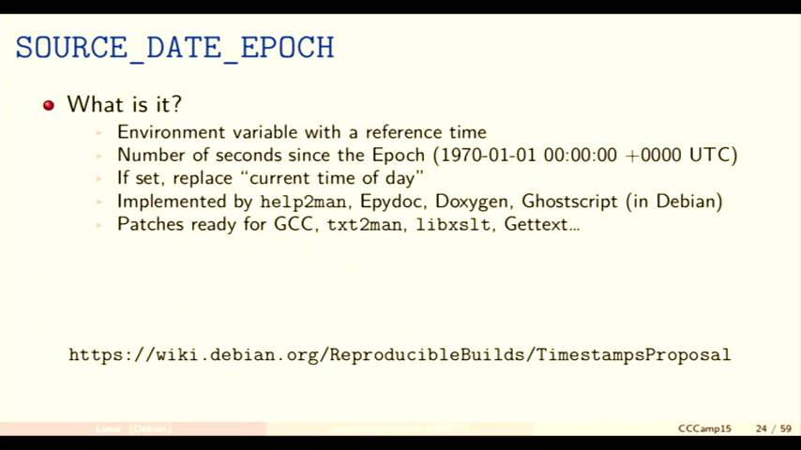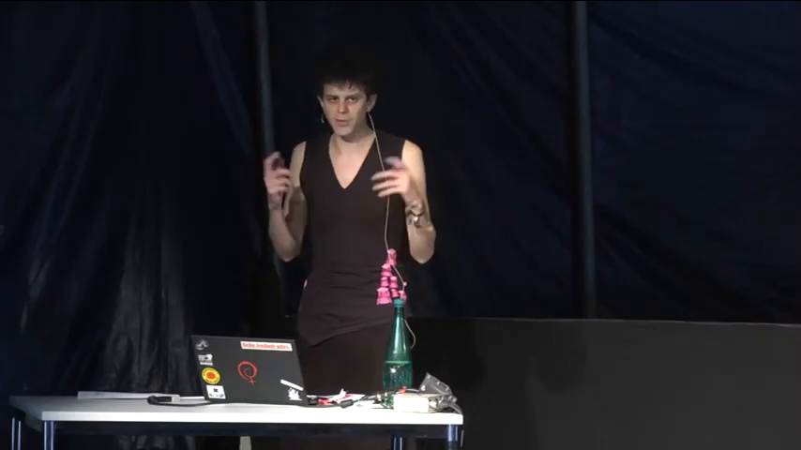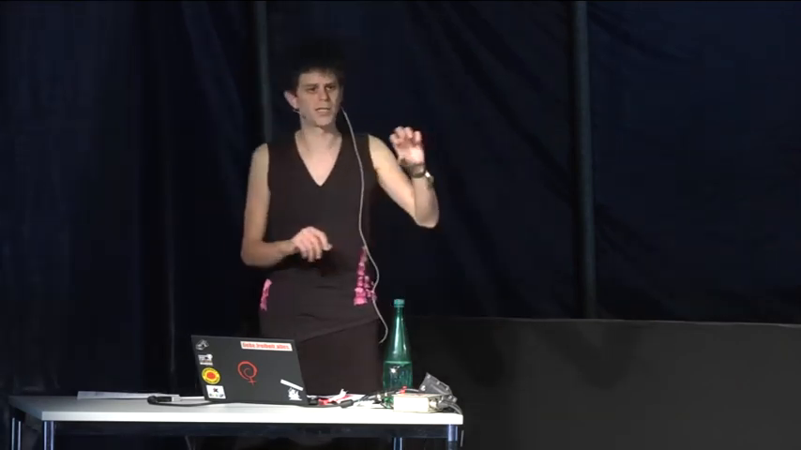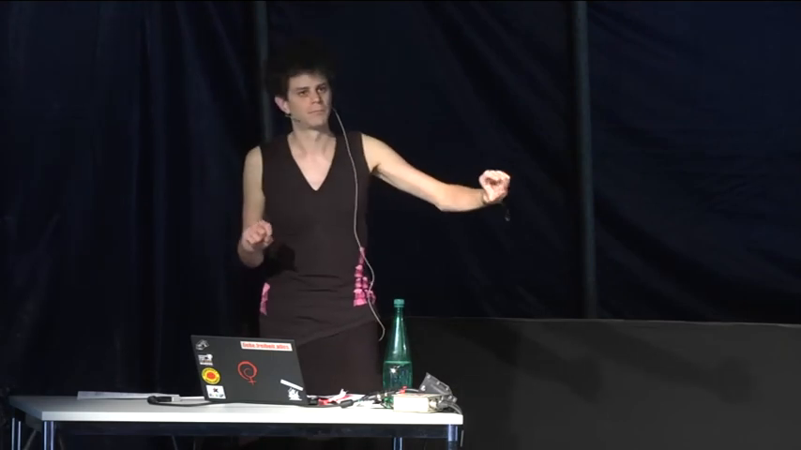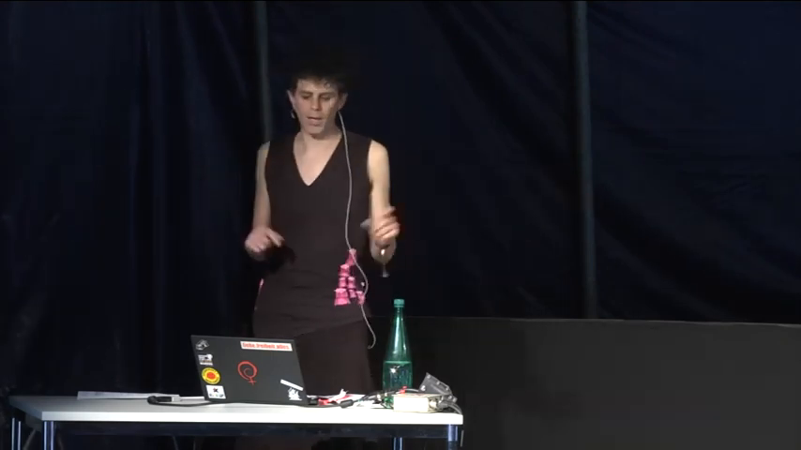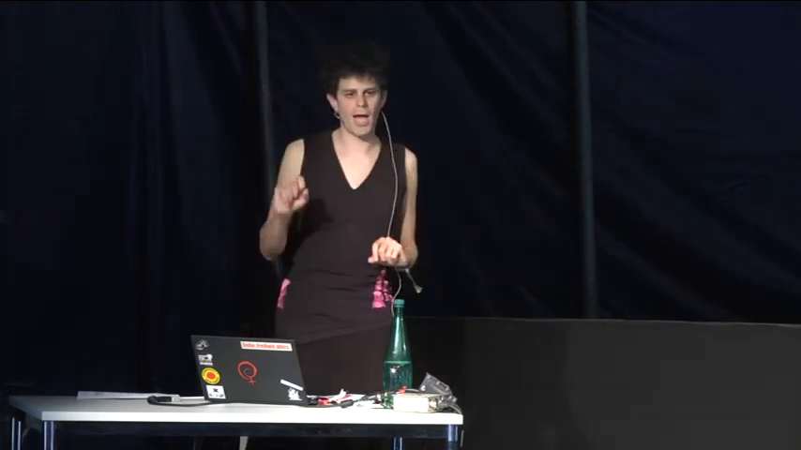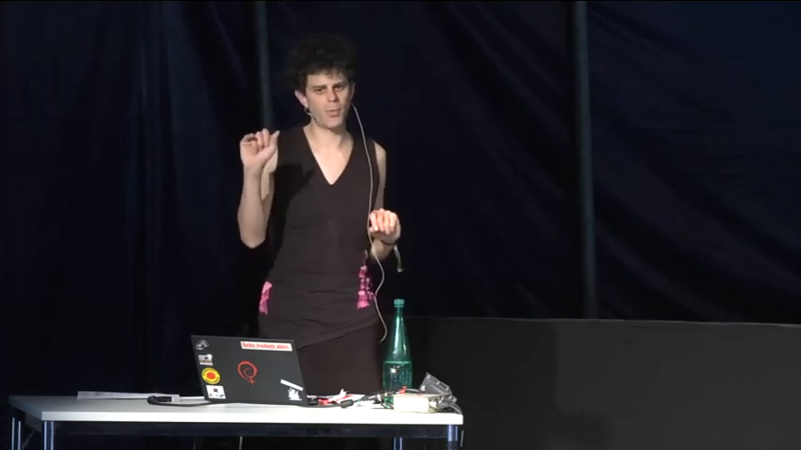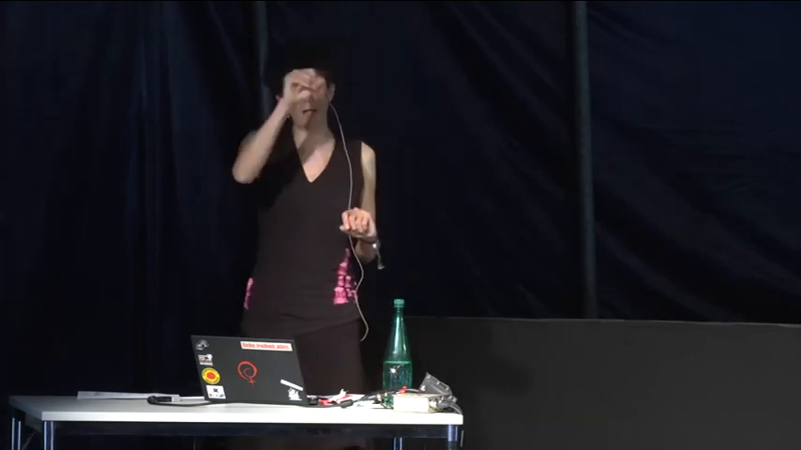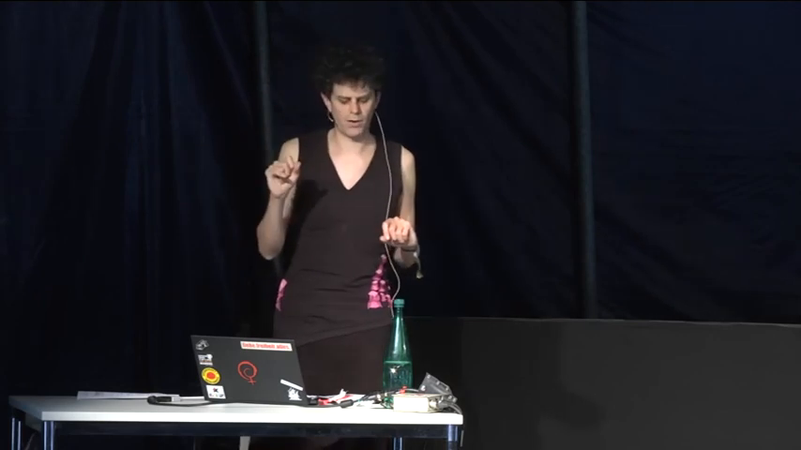And the main idea is that any software that would like to use the current time, like think about Doxygen, which says documentation generated on a date, well, instead of using the current time, when SOURCE_DATE_EPOCH is set, it will use the value that is in the environment variable.